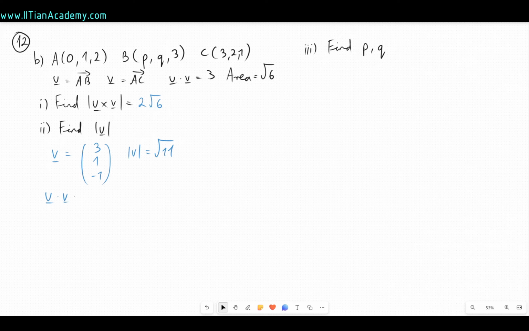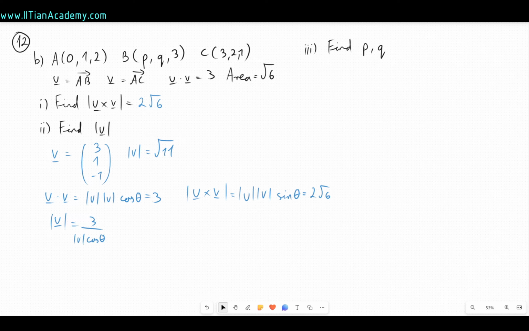So u dot v is equal to the magnitude of u times the magnitude of v times the cosine of the angle in between. This was 3. And we can also write down that the magnitude of u cross v will be equal to the magnitude of u times the magnitude of v times the sine of the angle in between. This will be 2 root 6. So we can rearrange both equations for the magnitude of u. So the magnitude of u will be 3 over the magnitude of v cosine theta here.